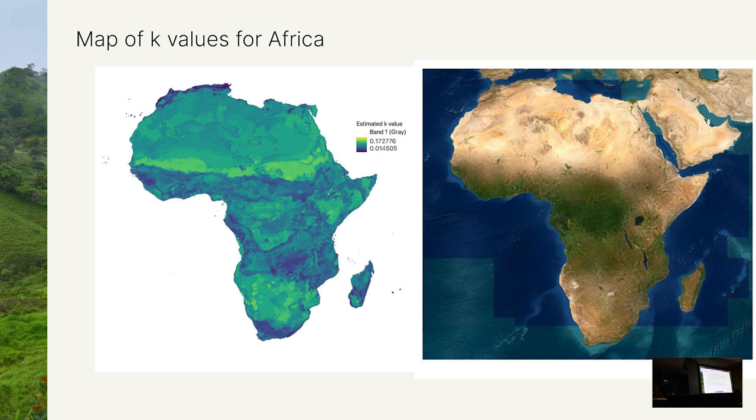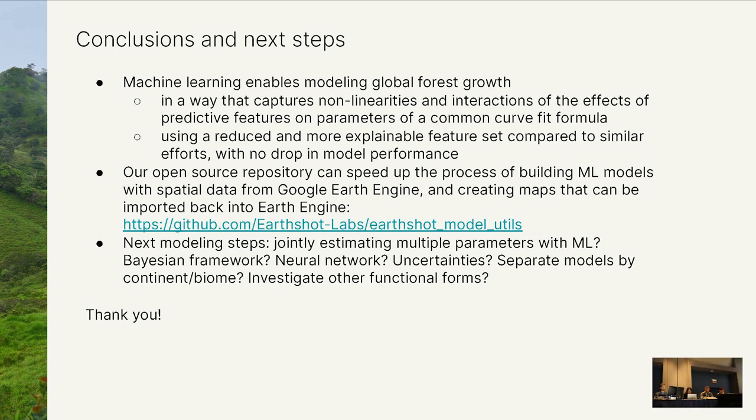So that's it. In summary, we were able to use machine learning to do nonlinear modeling of these curve fit parameters, which is a new thing. And also, can we do a simpler model? Can we explain it and see how it works? And it turns out we can. We'd love to share our resources with the world, especially in the form of this library that can get data out of Earth Engine, allow you to build models offline, tile things back together with your inference, and put it back into Earth Engine if you want to.